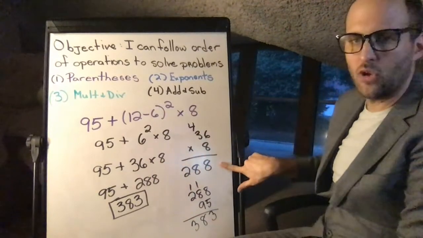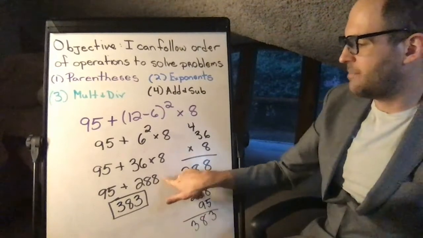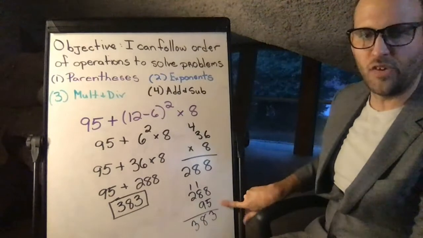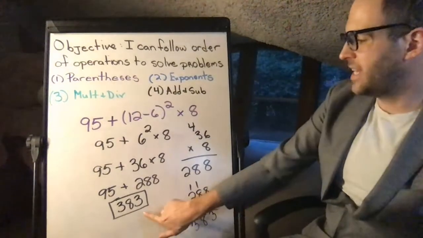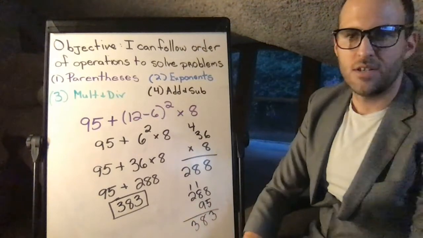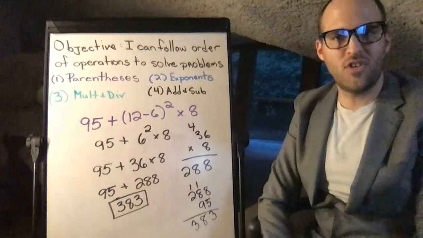36 times 8, as you look over here on my little side scratch work, was 288. I plugged that in. I then added 95, again, did it over here on my scratch paper side, to end up with a total of 383. So, give yourselves 2 thumbs up and a smile if you got it right.